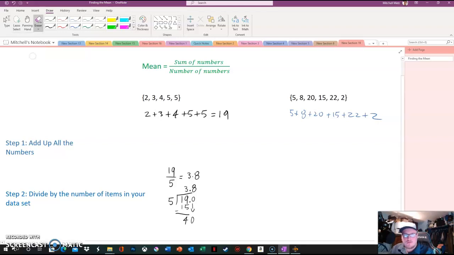So for our second problem, we're going to do the same steps. We're going to add the numbers first. So we're going to do 5 plus 8 plus 20 plus 15 plus 22 and plus 2. So again, I am just adding all of my numbers up in my list.